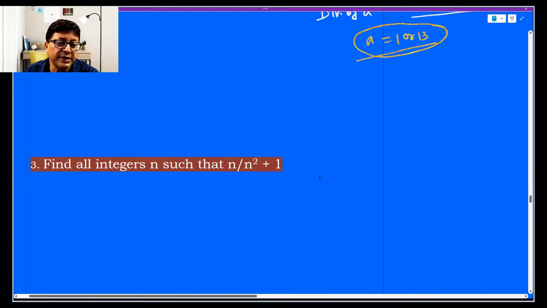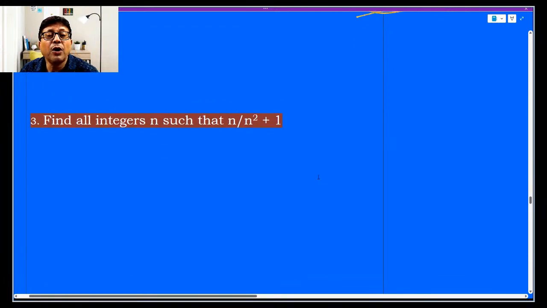Let us go for the next one. Find all integers n such that n divides n square plus 1. See, these are all integers. Integer, all of you know. I am telling you, today's class, today we will be doing all kinds of integers. Maybe positive, negative, maybe 0 also considered.